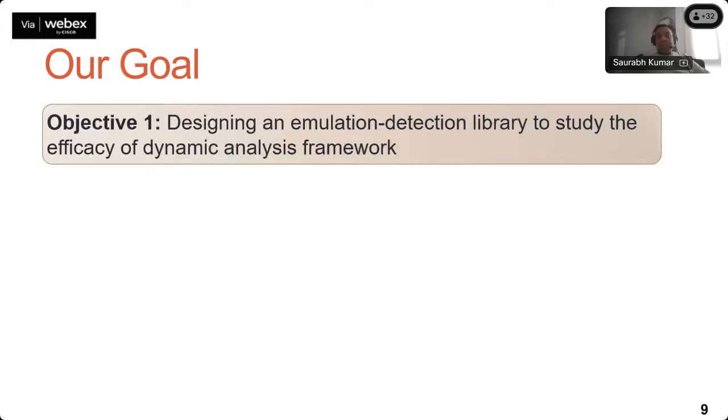So generally, whenever you do some research, you should have some objective. For example, let's say why we are designing this analysis framework. So we should have something. So the one objective is just to design some emulation detection library to study how well or how effective existing dynamic analysis frameworks are at avoiding these emulation detection attacks.